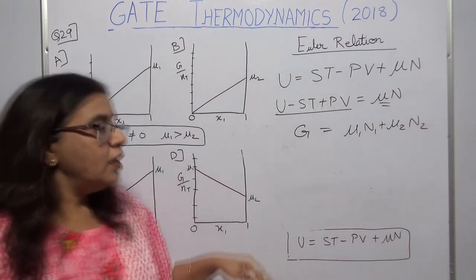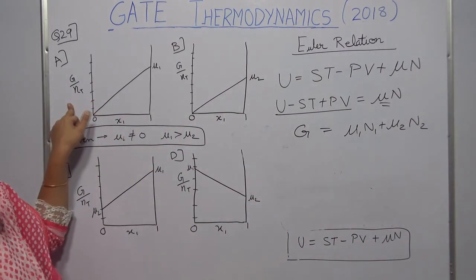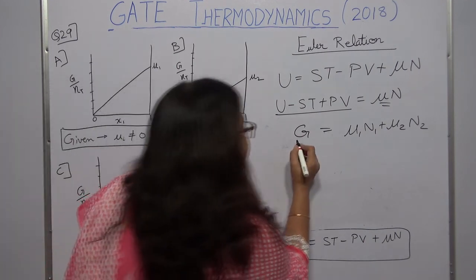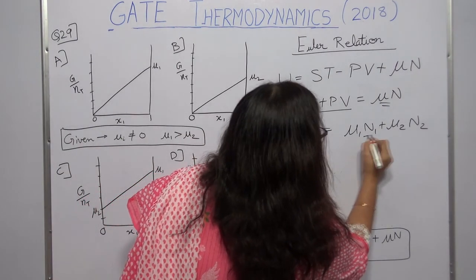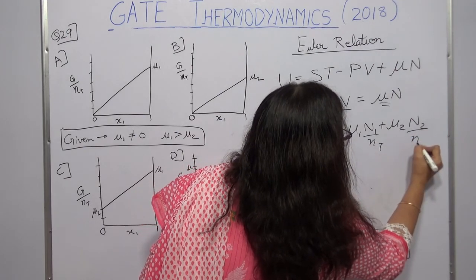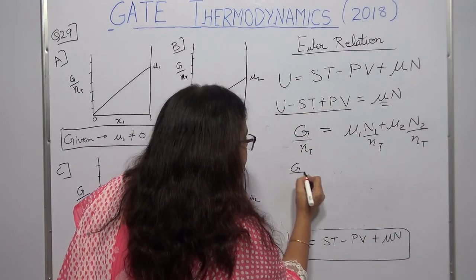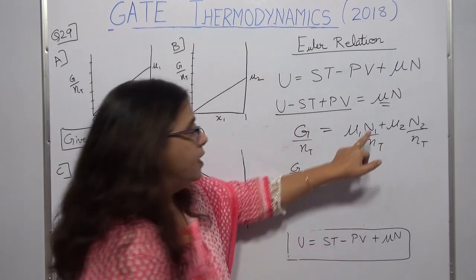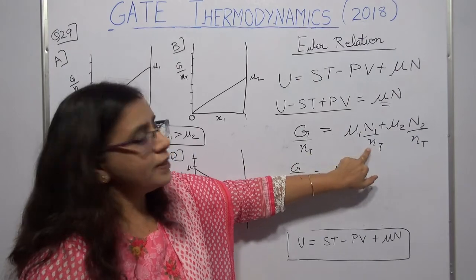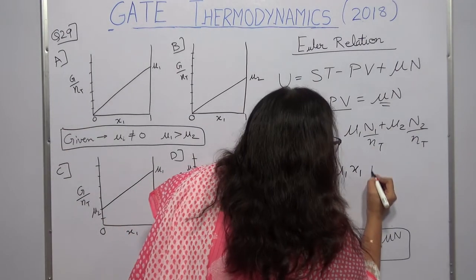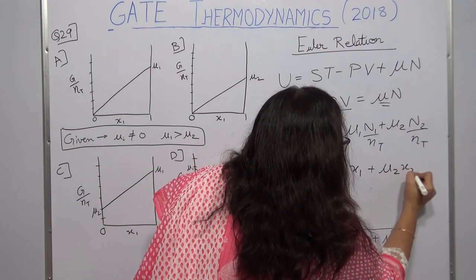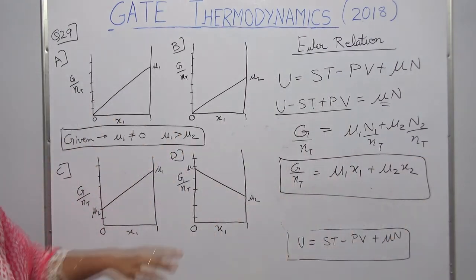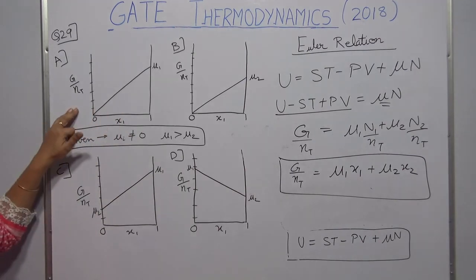Okay, now since they have given you G divided by NT, that is the total number of moles, if I divide this equation by NT, what do I get? G by NT is equal to mu1, because number of moles divided by total number of moles is x1, plus mu2 x2. Okay, now you have this equation. Fine, now we will apply this equation over here.